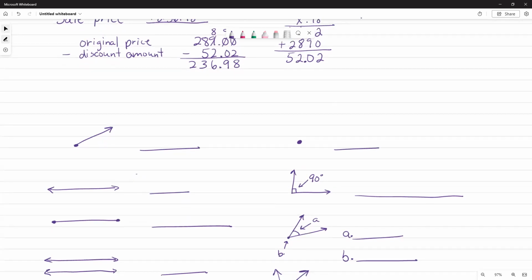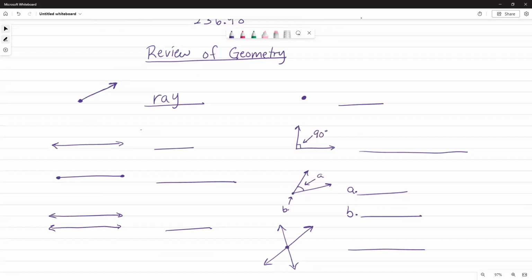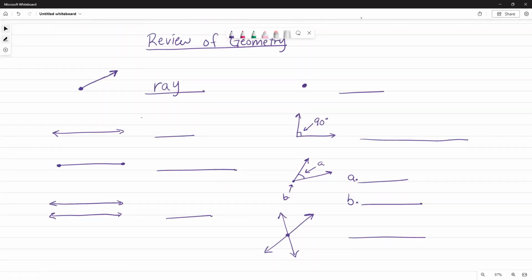Okay, so this is a little bit of a review of geometry. This is sort of the parts of polygons, and we're going to talk about angles. This first one, where you have a beginning but it goes on into infinity, is a ray. Hopefully you can look at these and know what they are. This is a line because it goes to infinity in both directions. It never ends. So this is a line.